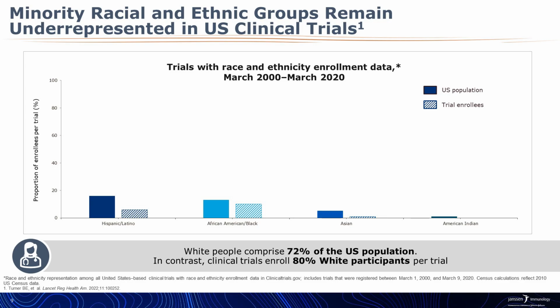Now, let's discuss our first topic, diversity in clinical trials. Minority racial and ethnic groups remain underrepresented in U.S. clinical trials. In fact, over the past 20 years, the proportion of these groups has been small and disproportionate, comprising less than 20% of clinical trial populations. Additionally, clinical trials over-index on whites. Although white people comprise 72% of the U.S. population, clinical trials enroll 80% white participants per trial.